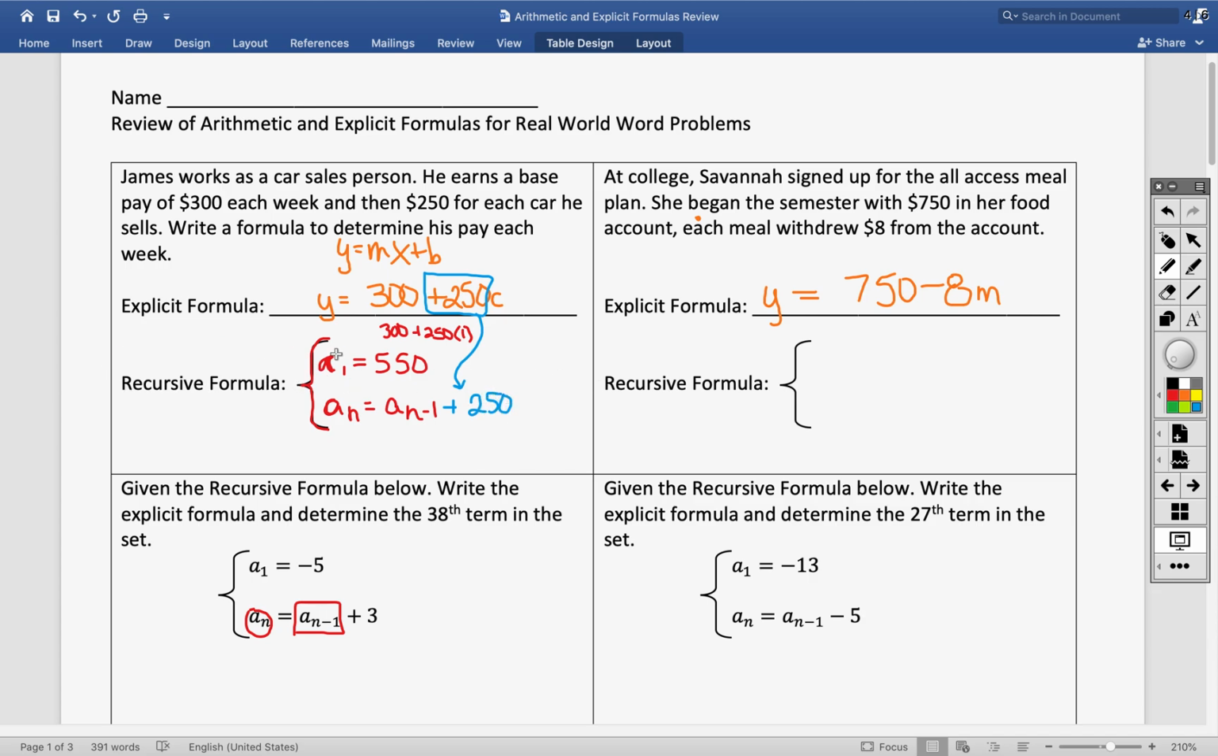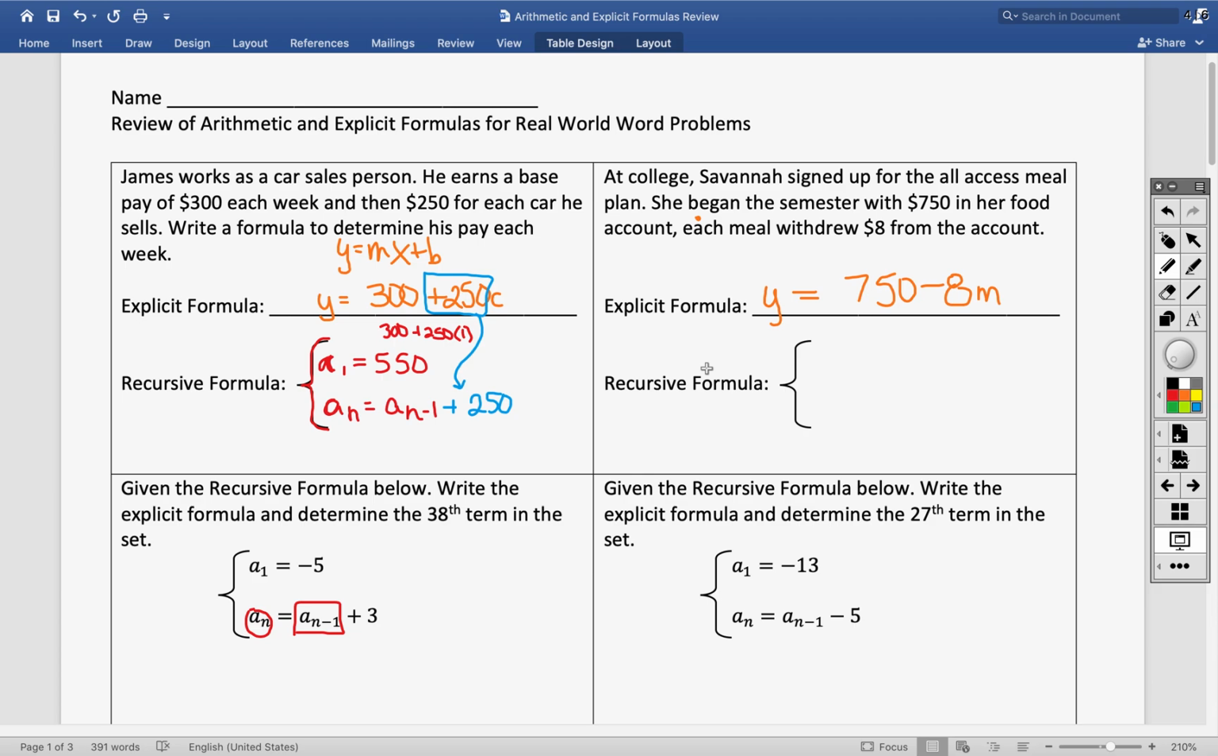So what does this recursive formula say? It says it is the set of numbers where the first number in the set is 550, and each number in the set is equal to taking the previous number and adding 250 to it. So to find the next number in the set, you're going to take 550 and simply add 250 to it. And then you're going to take that number and add 250, and then take the next number and add 250, and take the next number and add 250. That's it.